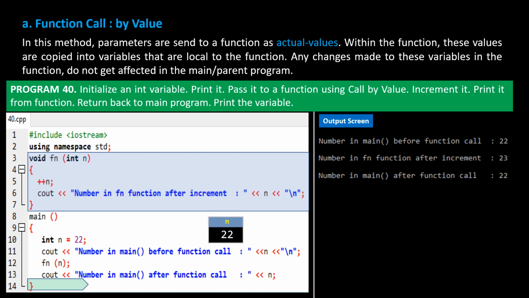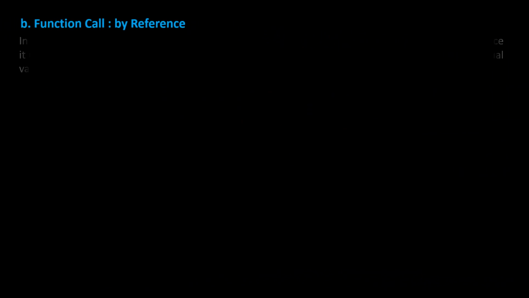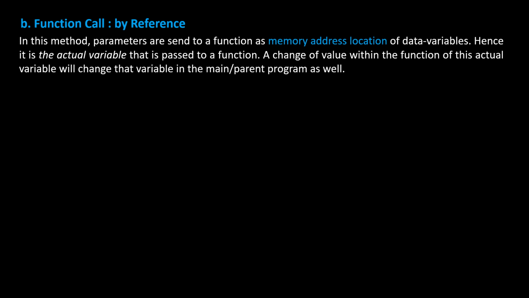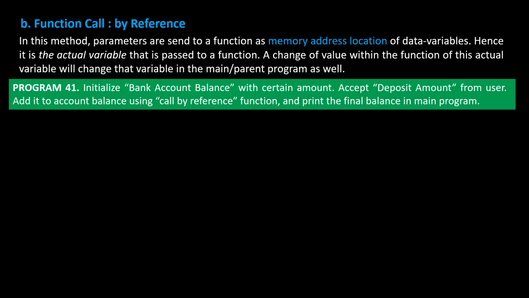We will now look into the function call by passing the reference. In this method, parameters are sent to a function as memory address location of data variables. Hence, it is the actual variable that is passed to a function. A change of value within the function of this actual variable will change that variable in the main or parent program as well.